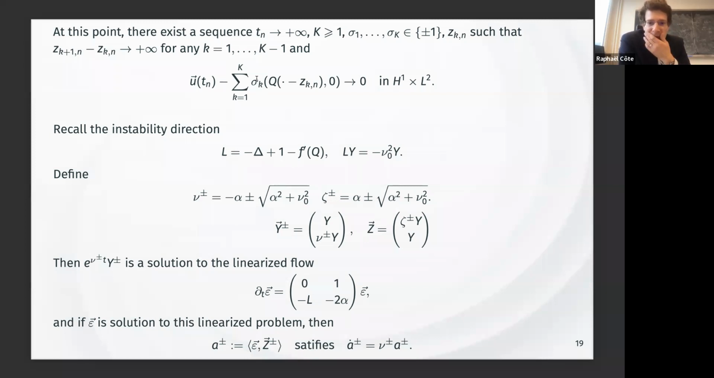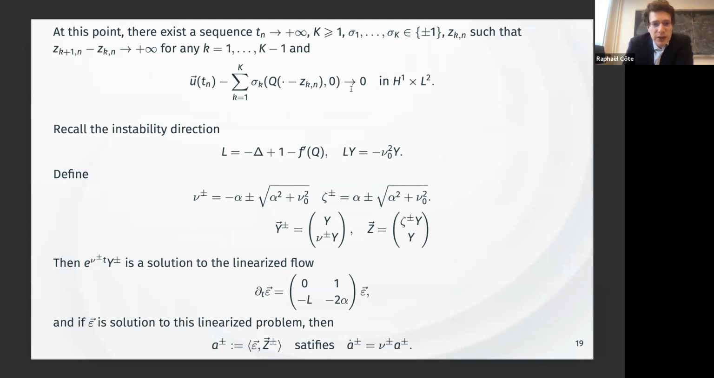Okay, so maybe I go a bit fast. I recall the instability direction, which is the y. And instead of working with the y, you can work on the adjoint problem. So you look at the z and the coefficient epsilon, where epsilon is the linearized error. If you look at a, then a satisfies an ODE with growing terms or decaying terms. So this scalar product somehow drives the dynamics around a soliton.